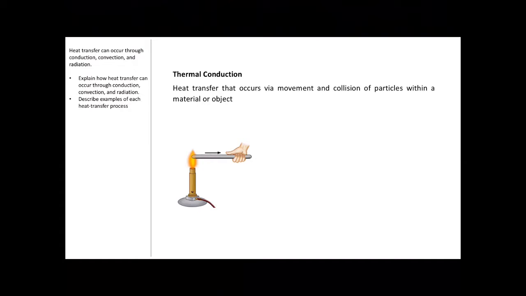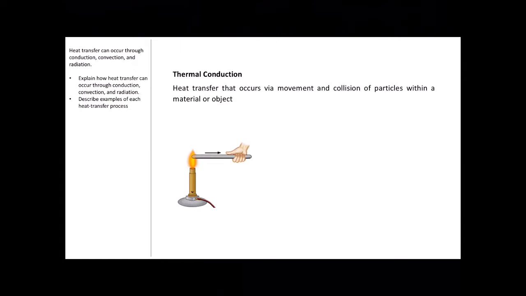In stage 1 physics, you'll need to be able to explain how heat transfer can occur through conduction, convection and radiation. You'll also need to be able to describe examples of each heat transfer. So just focusing on conduction for today. Thermal conduction is heat transfer that occurs via movement and collisions of particles within a material or object.